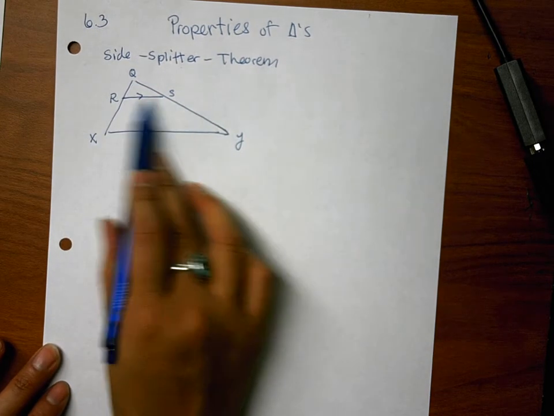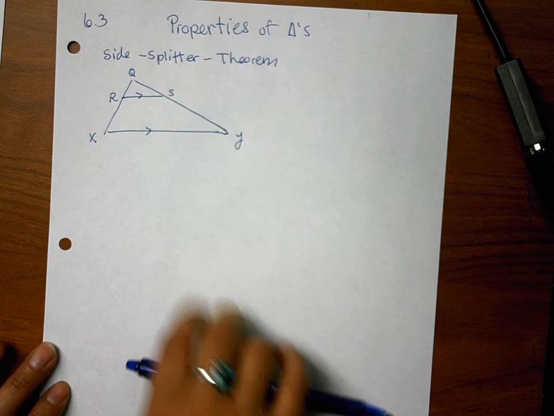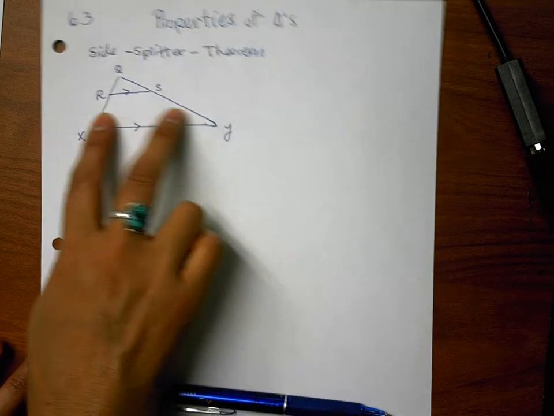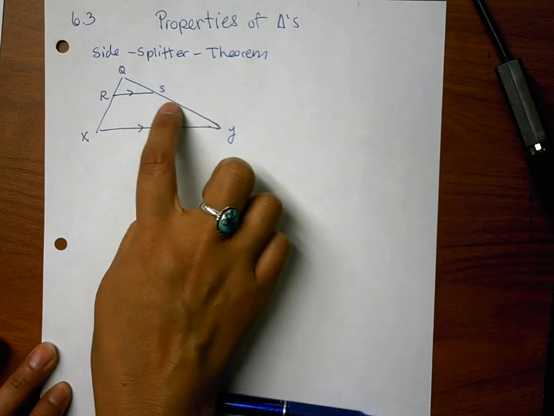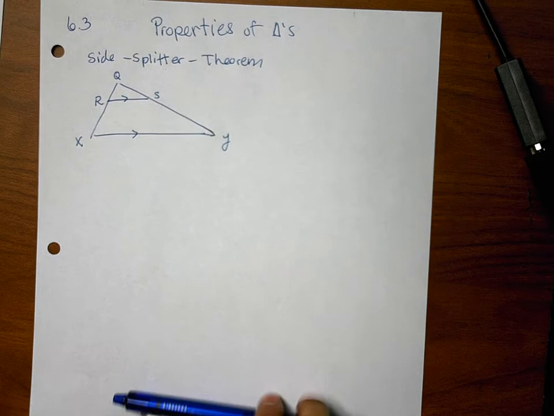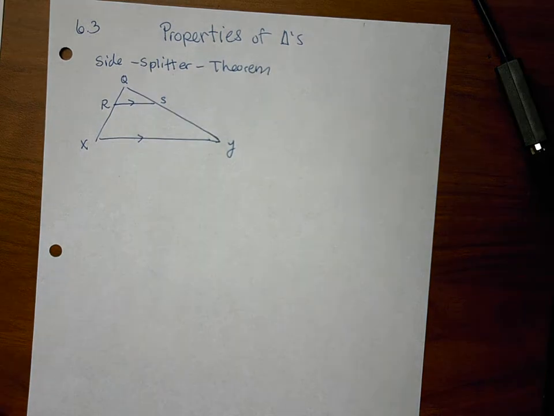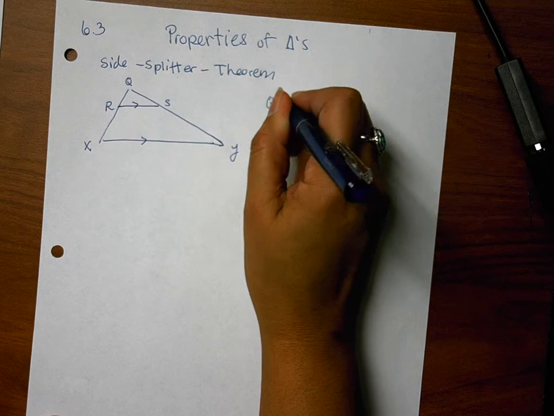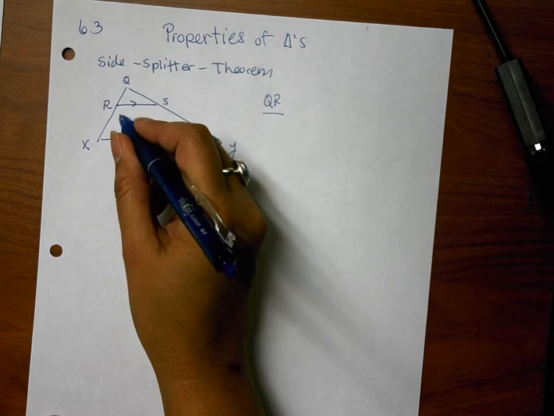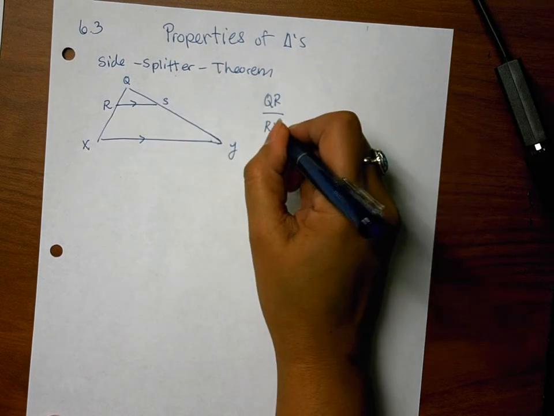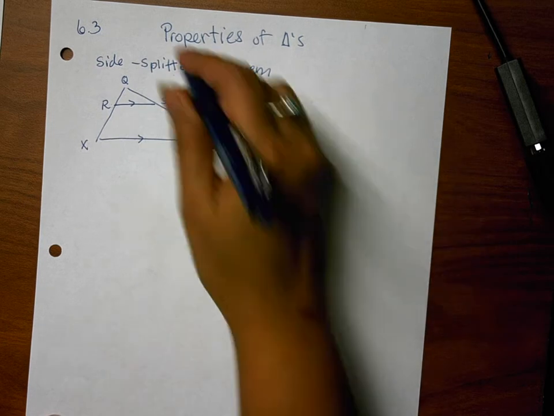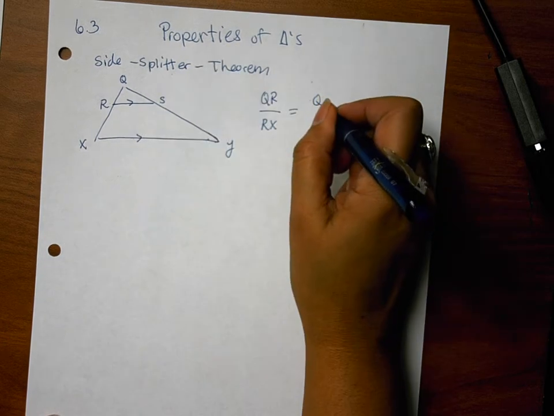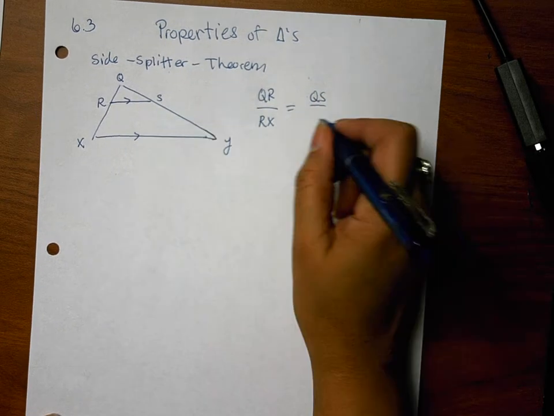So as long as RS is parallel to XY, it doesn't matter where it's placed. It could be across here, across there. As long as they are parallel, this property will always hold. The length of QR over the length of RX will always equal the length of QS over the length of SY.